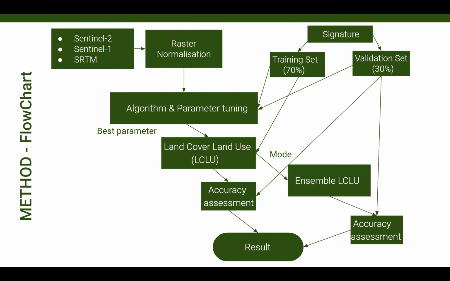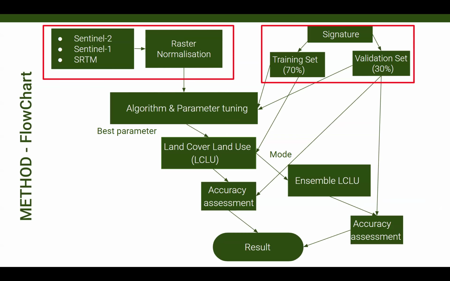So this is how I process. This is my method flow chart. First I work on the raster part, Sentinel-1 and SRTM raster. After that I normalize it. For machine learning, it's better to have a normalized data set between -1 to 1 or 0 to 1. Whatever signatures I collected, I split into a training set of 70% and a validation set of 30%.